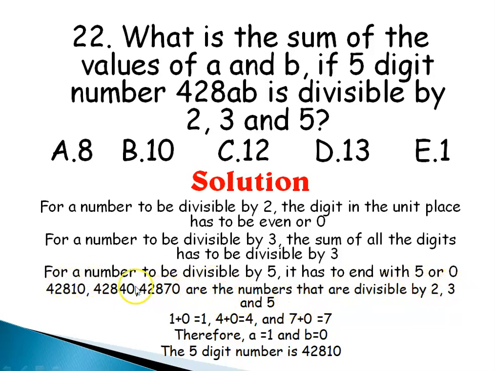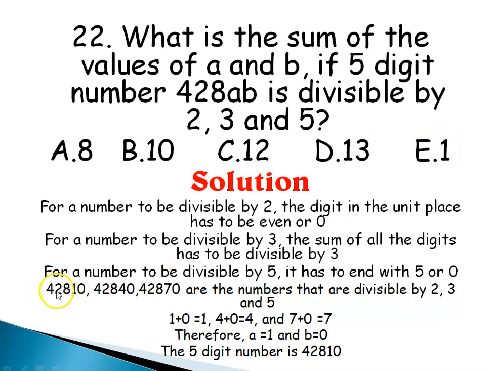So how do I know which of them I'm going to pick? Look at your options here. You have 8, 10, 12, 13, and 1. So the next thing is to add, because they actually asked what is the sum of the values of A and B. So if I'm saying this is the number, 1 plus 0 is 1, isn't it? And I have 1 here. But if I look at this, 4 plus 0 is 4. I don't have 4 in the options. 7 plus 0 is 7. I don't have 7 in the options. So that means E, 1, is the answer.